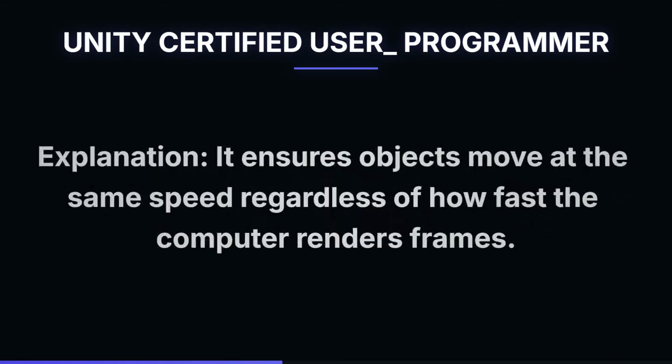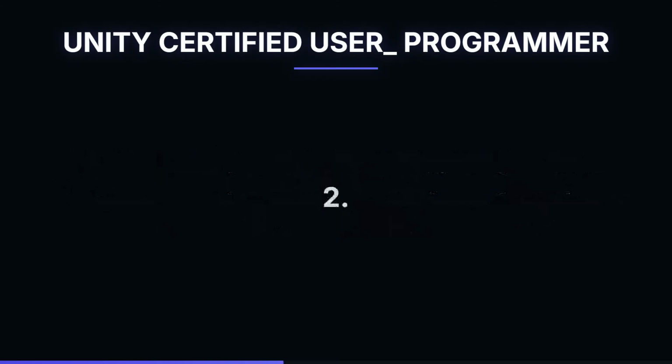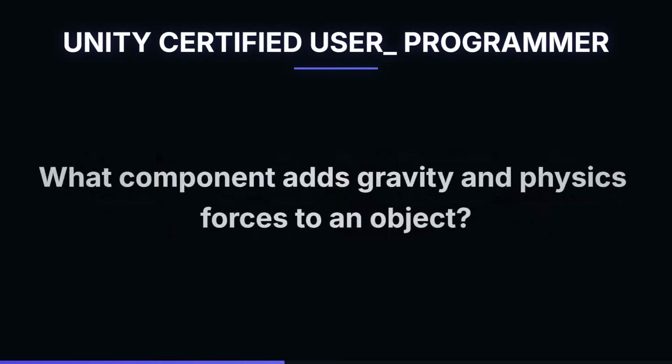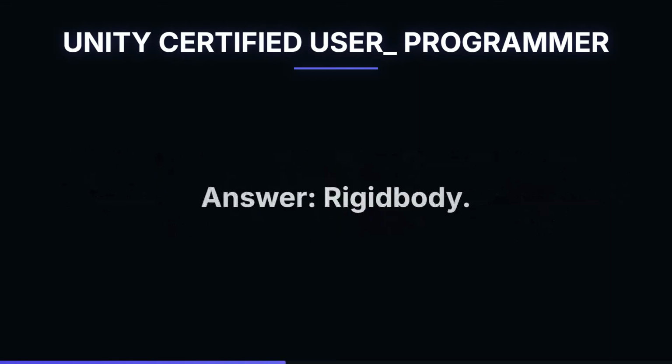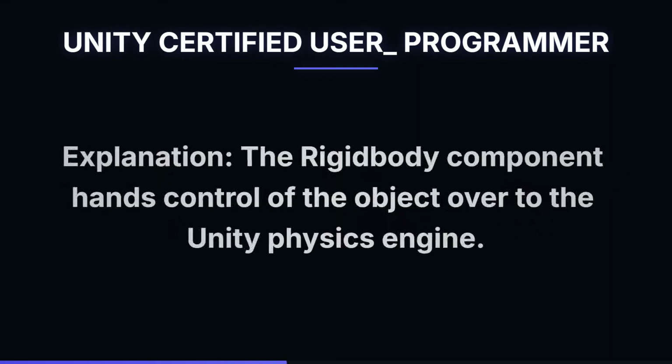Explanation: it ensures objects move at the same speed regardless of how fast the computer renders frames. 2. What component adds gravity and physics forces to an object? Answer: Rigidbody. Explanation: the Rigidbody component hands control of the object over to the Unity physics engine.